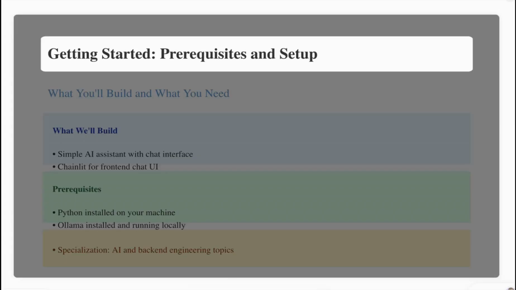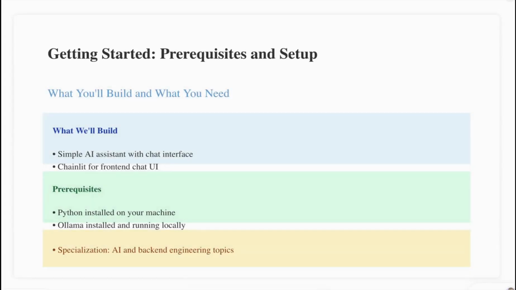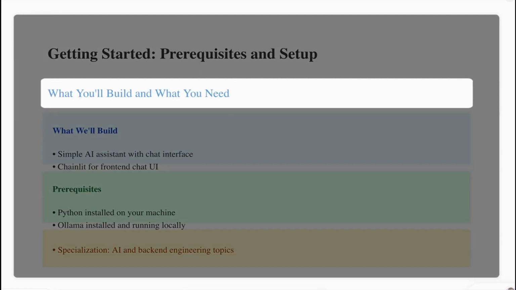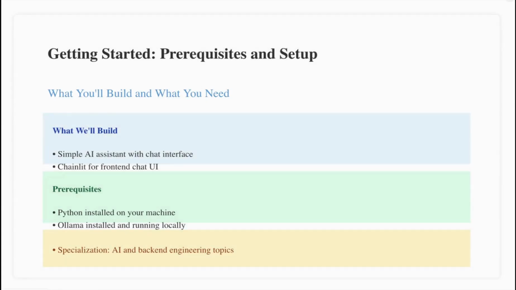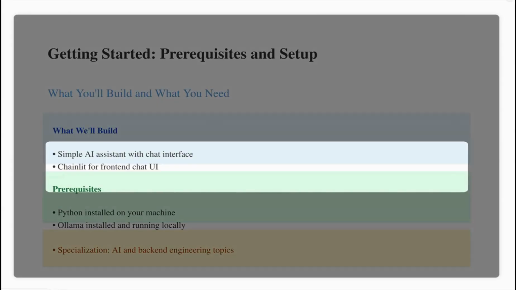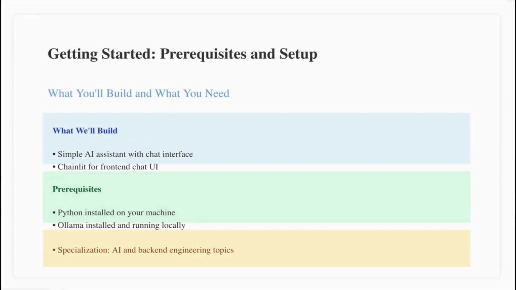Today, we'll kick off by setting up everything you need to build your first AI assistant. First, let's clarify what we'll create. A simple AI assistant with a chat interface using Chainlit, powered by Ollama for AI responses. This assistant will handle chat interactions and focus on AI and backend engineering topics. You'll see how Chainlit structures the UI while Ollama handles the intelligence.